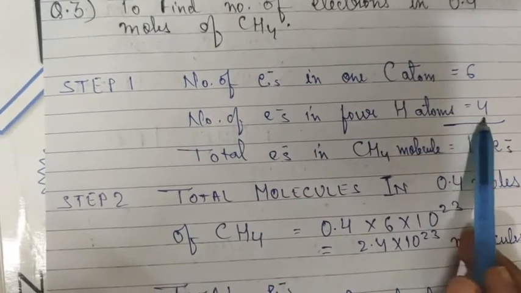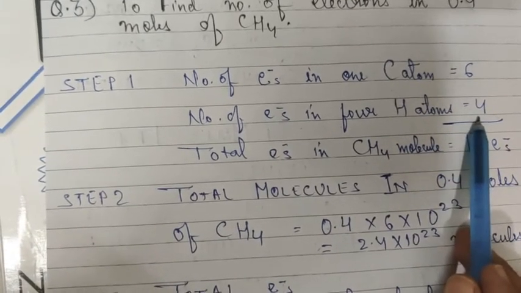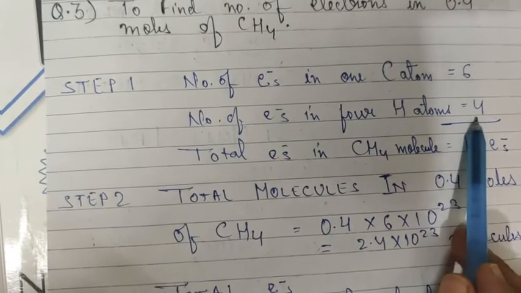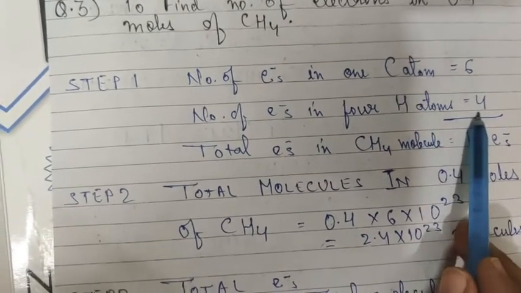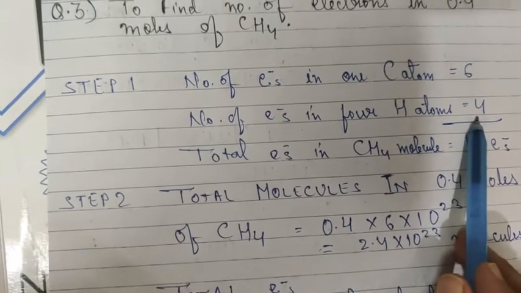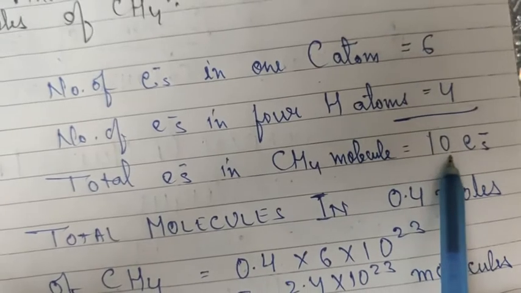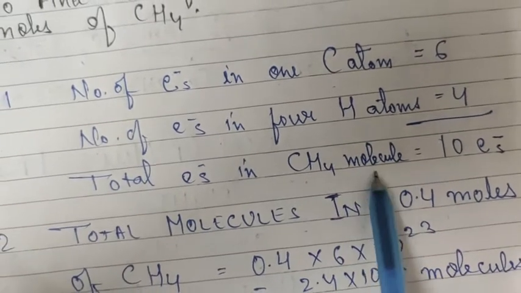Why have I used 4 here for hydrogen? Because the atomic number of one hydrogen is 1. Since we have 4 hydrogen atoms, the number of electrons contributed by 4 hydrogen atoms will be 4. So in total we have 10 electrons present in one methane molecule.